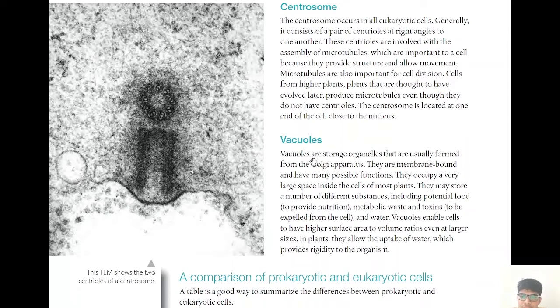Vacuoles. Vacuoles are storage granules that are usually formed from the Golgi apparatus. They are membrane bound and have many possible functions. They occupy a very large space inside the cell of most plants. They may store a number of different substances, including potential food to provide nutrition, metabolic waste, toxins, and water. So the vacuole enables cells to have higher surface area to volume ratios even at larger sizes.